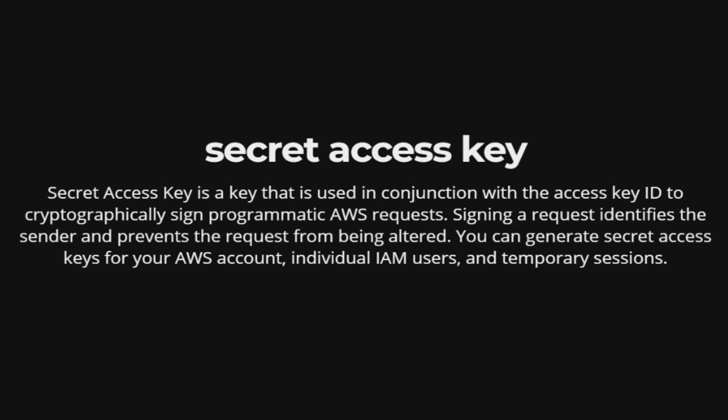Secret access key. Secret access key is a key that is used in conjunction with the access key ID to cryptographically sign programmatic AWS requests. Signing a request identifies the sender and prevents the request from being altered. You can generate secret access keys for your AWS account, individual IAM users, and temporary sessions.